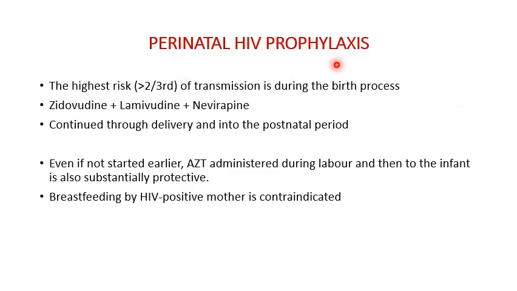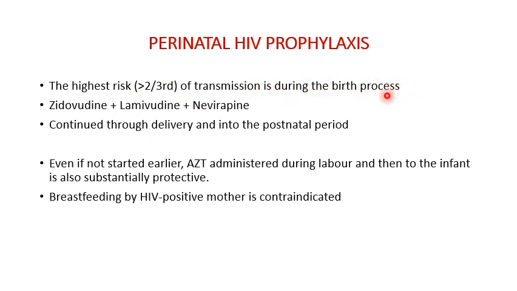And another prophylaxis is perinatal HIV prophylaxis. So we know HIV is transmitted from mother to child during pregnancy, and also during the birth process, and after pregnancy through lactation. So in all these stages, HIV can be transmitted, and among these, the highest risk of transmission is during the birth process.